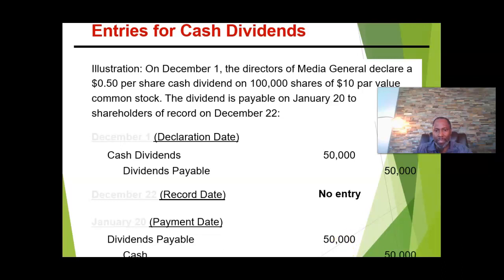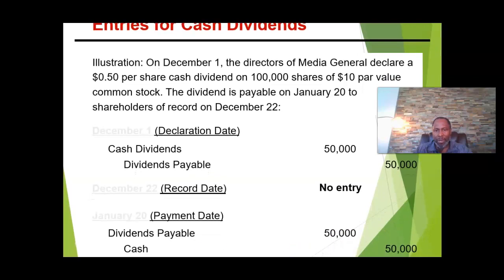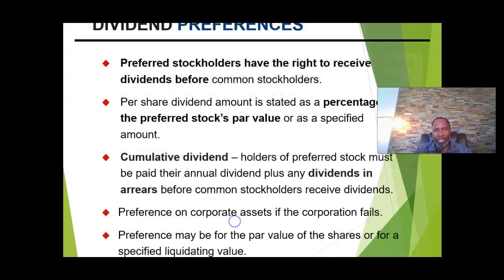Then next year on January 20th, we're now going to actually pay the stockholders. So when we pay the stockholders on 1/20 the next year, you would debit dividends payable for the $50,000 and credit your cash account. So once again, when you have these three different dates, on the declaration date, you're going to recognize and record the dividends: debit dividends, credit dividends payable. And on the payment date, debit dividends payable and credit your cash account.